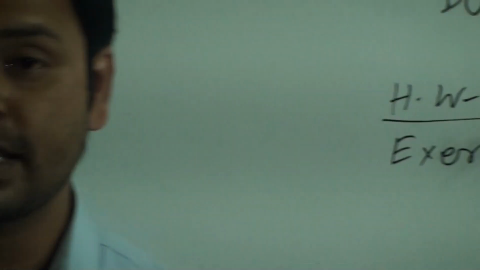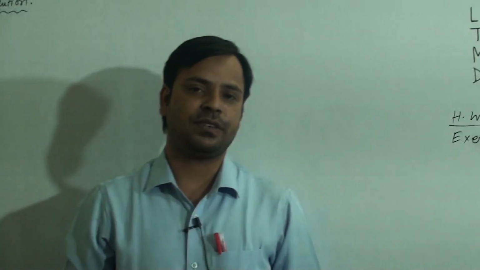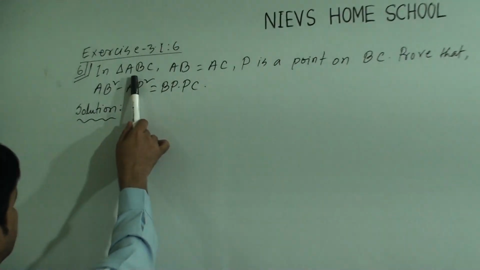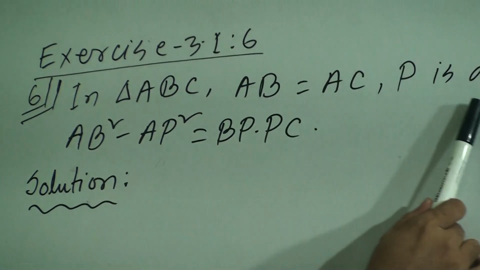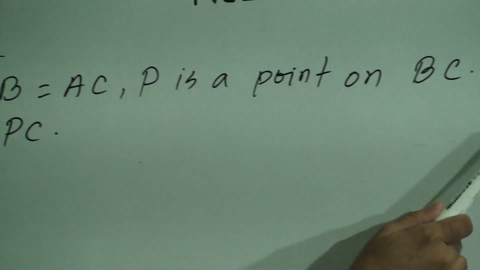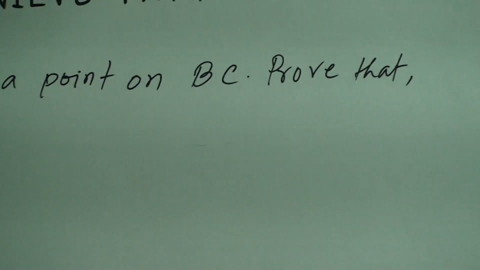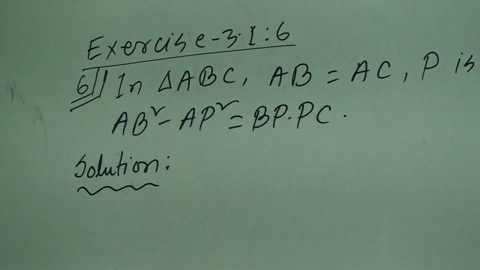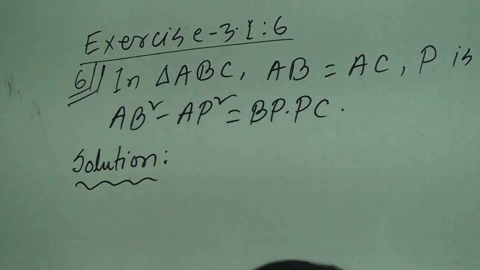Dear students, let us see question 6 at first. In triangle ABC, AB equal to AC, P is a point on BC. Prove that AB square minus AP square is equal to BP into PC. Okay, dear students, let us see.